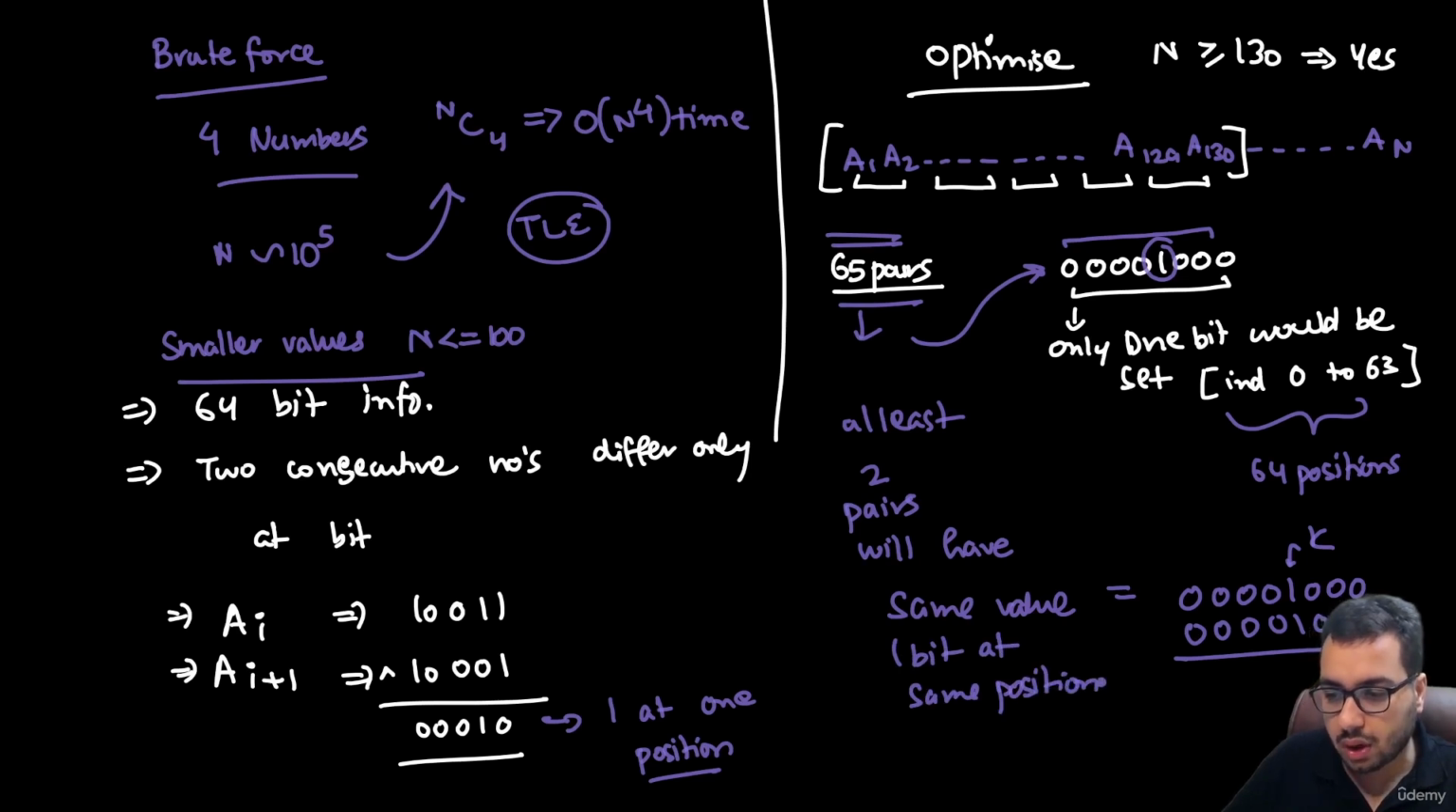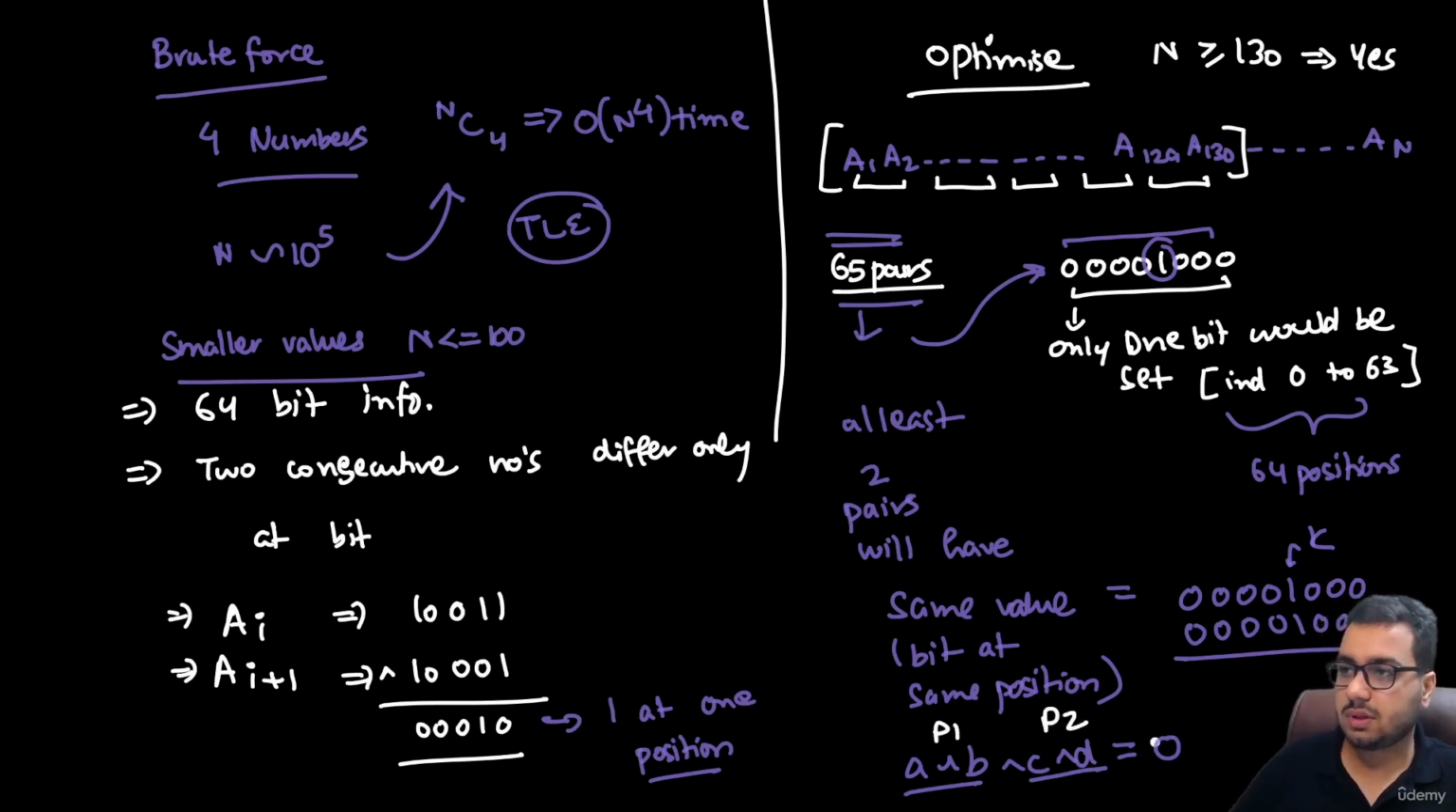So now what we can conclude from here is, there must be at least two pairs which have the same value. Let's say the numbers a and b formed the pair p1, the numbers c and d formed the pair p2, and hence doing XOR of these two pairs p1 and p2, they will always produce the XOR 0. Let's say this pair is p1, this pair is p2, p1 XOR p2 would be 0. So this would always be yes if we can get at least 65 pairs.